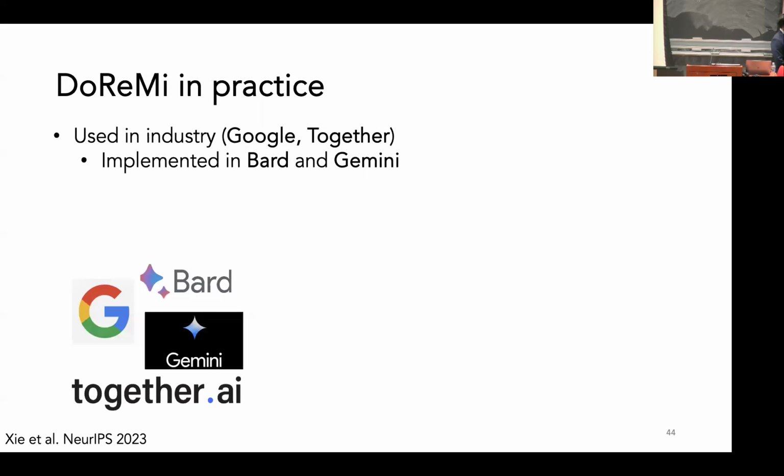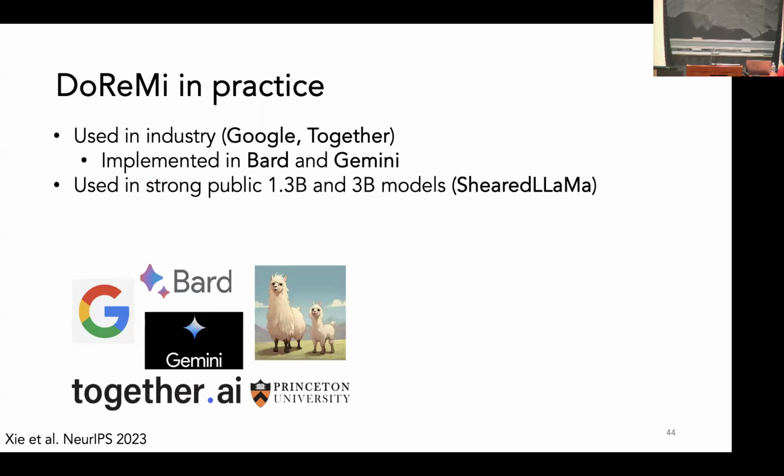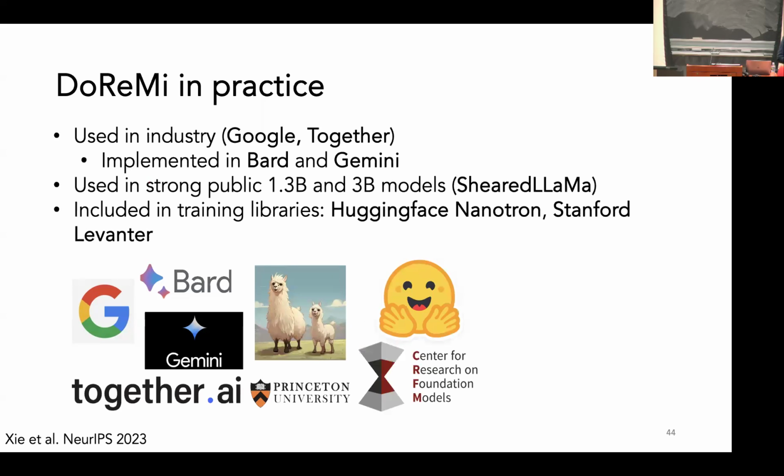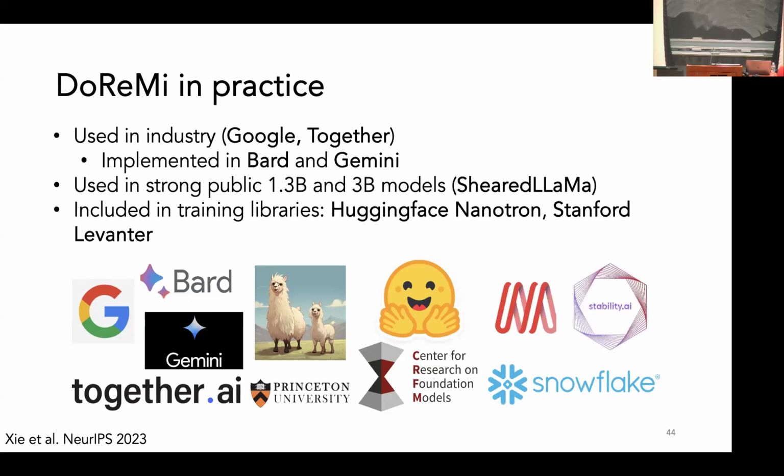So DoReMi has been used in practice in industry at Google and together. It's been implemented on BART and Gemini. It's been used to train some of the strongest public 1 and 3 billion parameter models, called Sheared LLaMA. And it's been incorporated in training libraries like Hugging Face Nanotron and Stanford Levanter. And we're working with a couple of other companies as well to incorporate it in their pipelines.